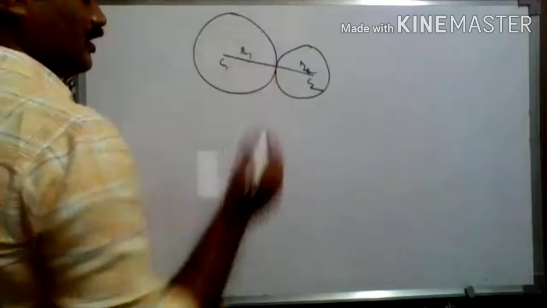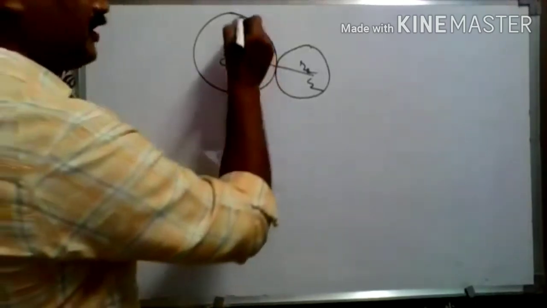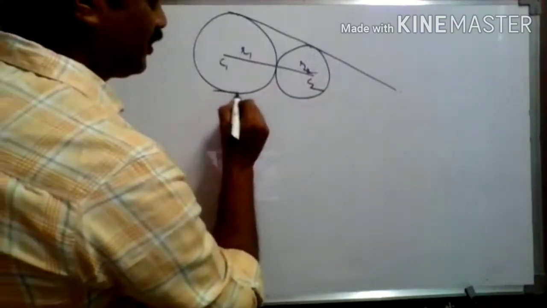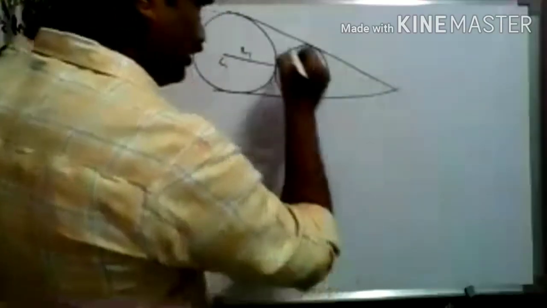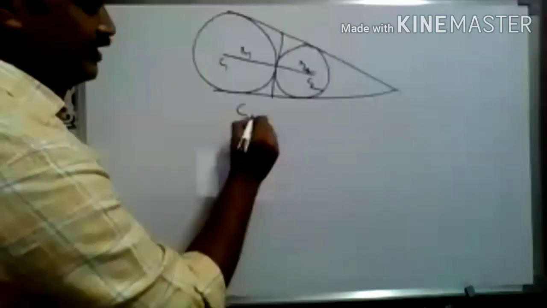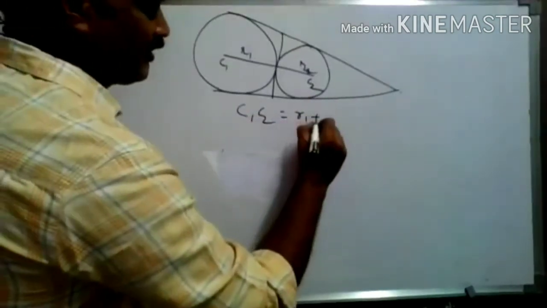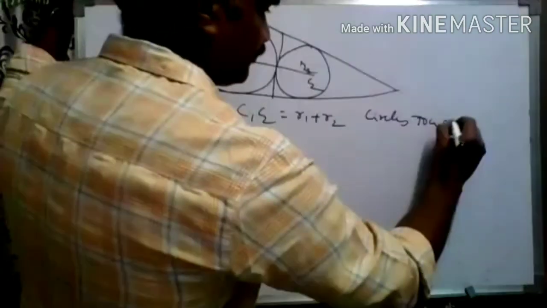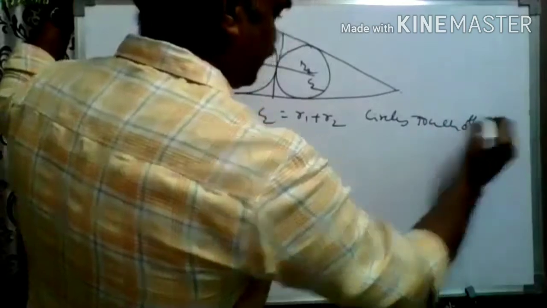Students, here number of common tangents, students. This is one common tangent. This is also another common tangent. This is also one common tangent. Students, here condition is C1C2 is equal to R1 plus R2. Circles touch each other externally.